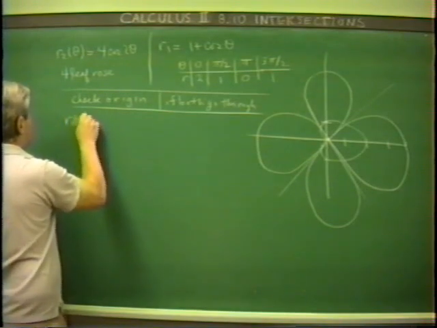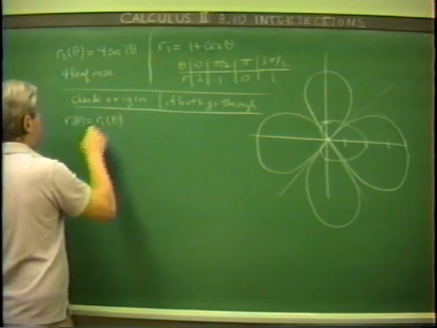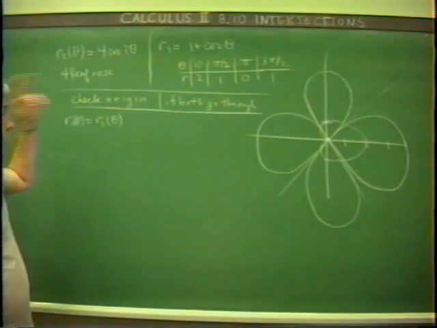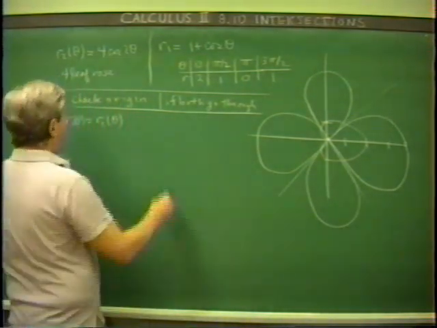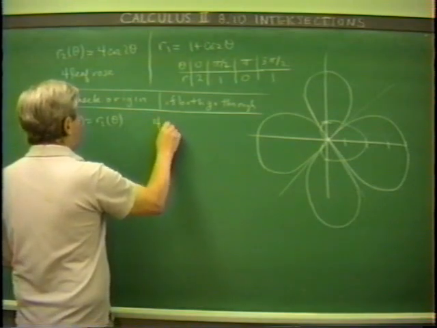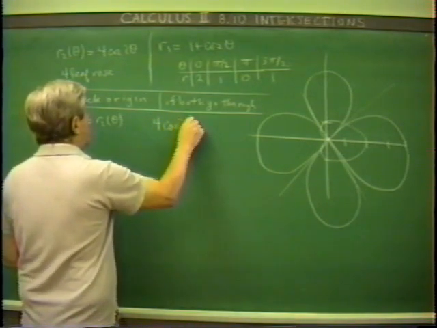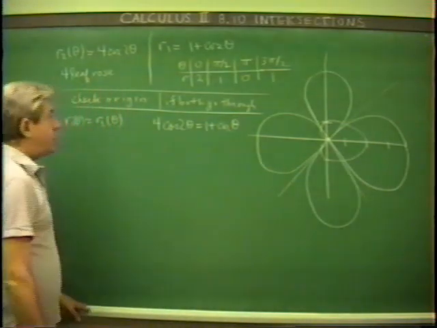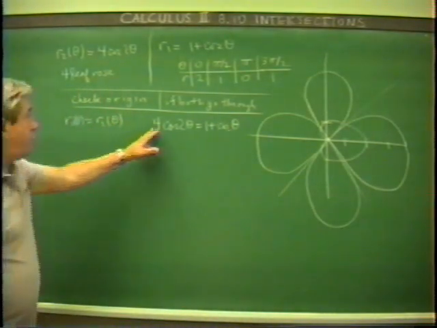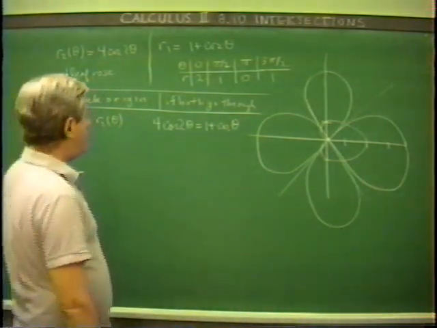Then the thing that you'd be tempted to do here would be to set R1 of theta equal to R2 of theta. And surely any solutions that you get to this are going to be places where you've got intersections. Right? In this case, surely we would set 4 cosine 2 theta equal to 1 plus cosine theta. Right?